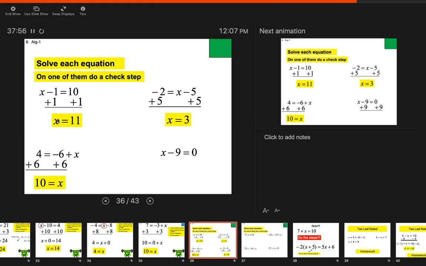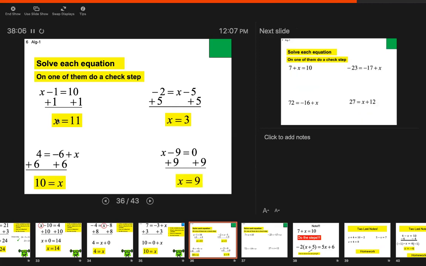Who wants the last one? It's the hardest one. Sophia? No. Which one? What question? I was being facetious. X equals 9. All right. We got this.